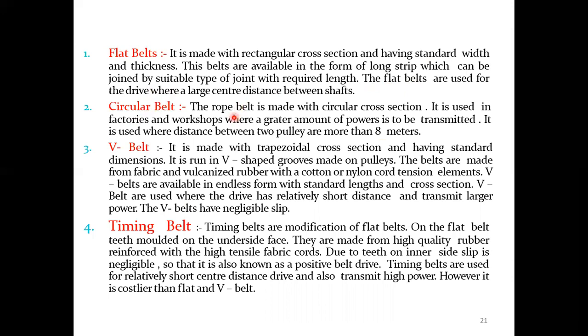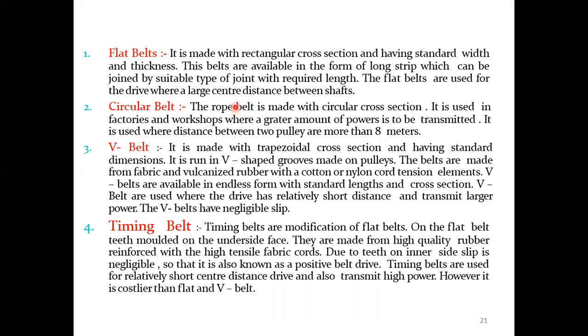Next, the circular belt. The rope belt is made with a circular cross section and it is used in factories and workshops where a greater amount of power is to be transmitted. It is used where the distance between two pulleys is more than 8 meters. They use circular belts.